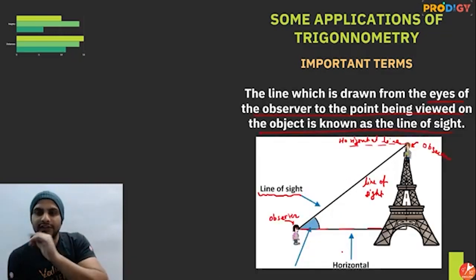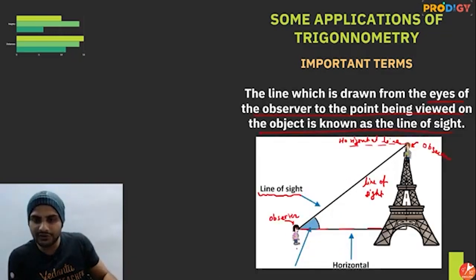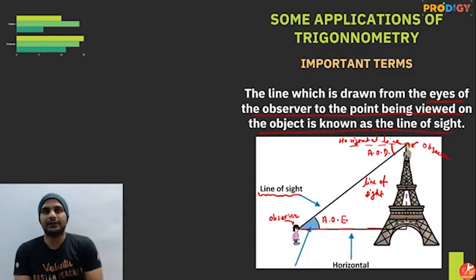Alright, so if you see in the first figure, guys, this girl is looking up, this is the horizontal line, this is the line of sight, so I can say this is the angle of elevation. Now this boy is looking down, so between the line of sight and the horizontal line, this angle is going to be the angle of depression. Right? Correct, beta?